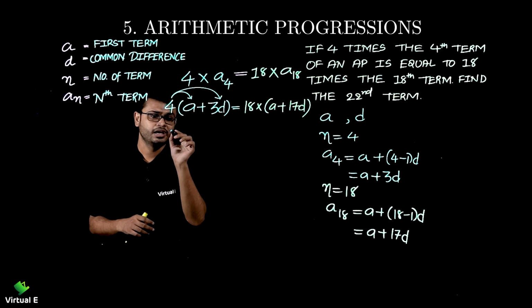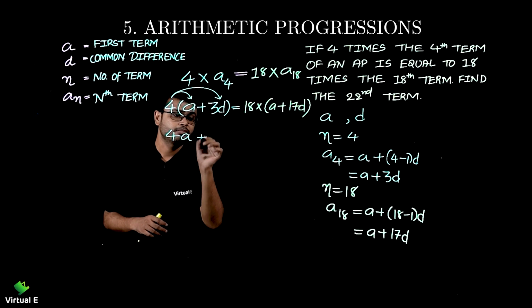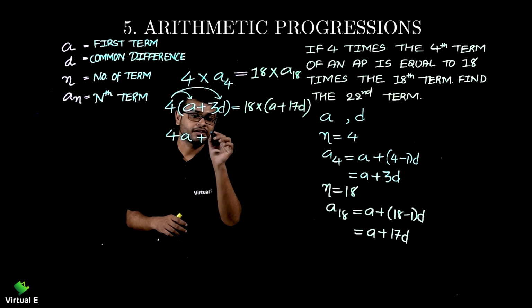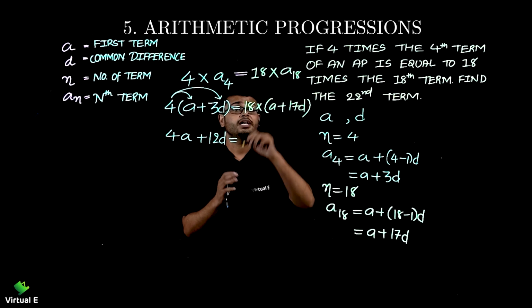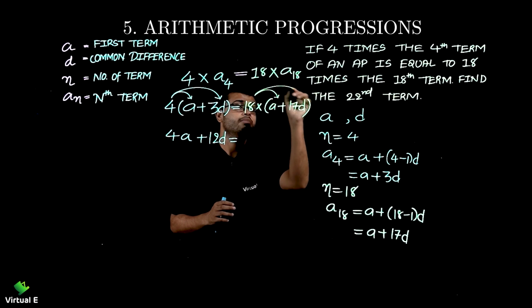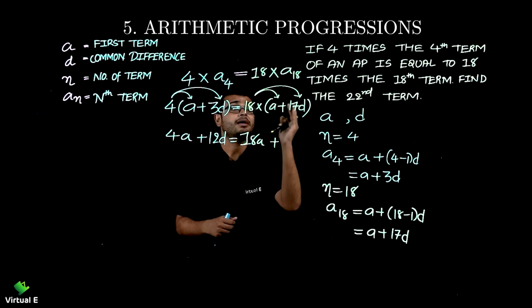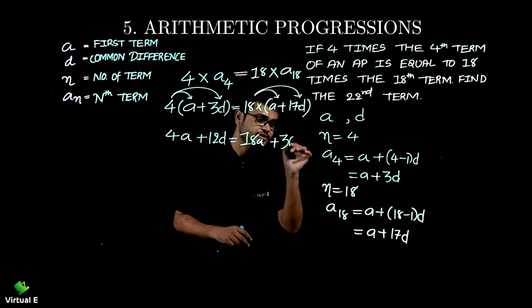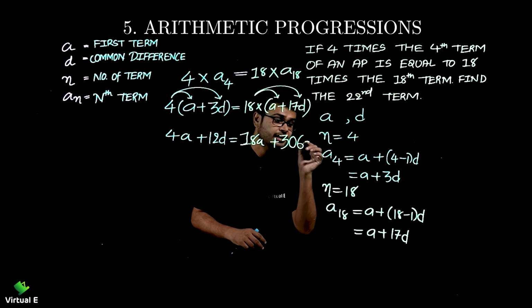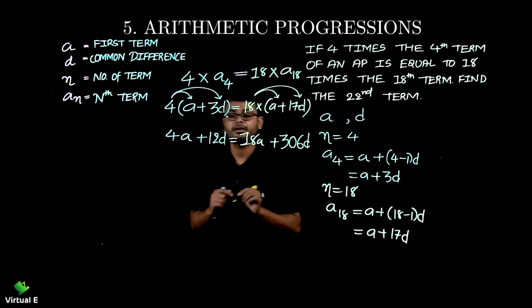4 into A will give you 4A plus 4 into 3, that will give you 12D, is equal to, now this 18 needs to be multiplied with each term one by one. So 18 multiplied by 17, what's the value? Think. It is 306, and D, do not forget D over here.